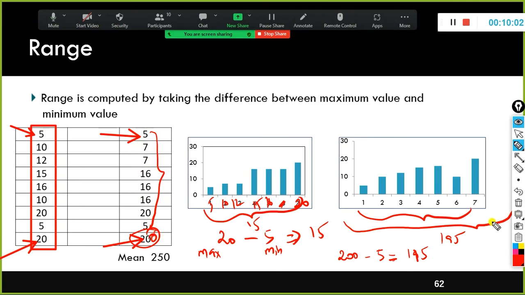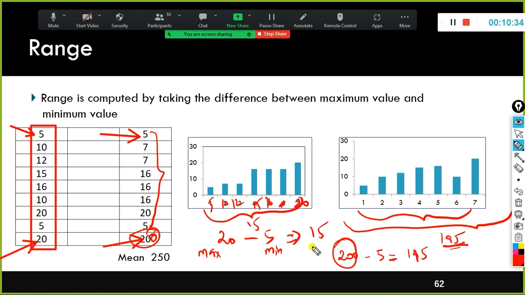one outlier, if you use it with the range measure, misleads us to think wrongly that the spread is too wide. Actually, it is not too wide. Just because you have an outlier, it tells me 195. Higher the range value, the larger the spread, but actually it is not larger. The spread is not wider.